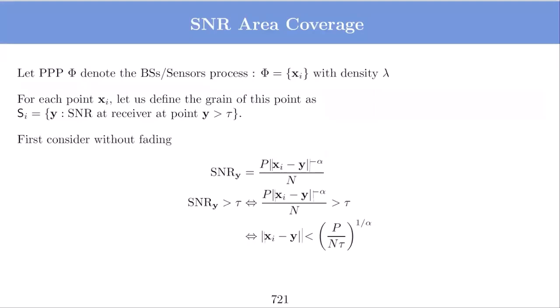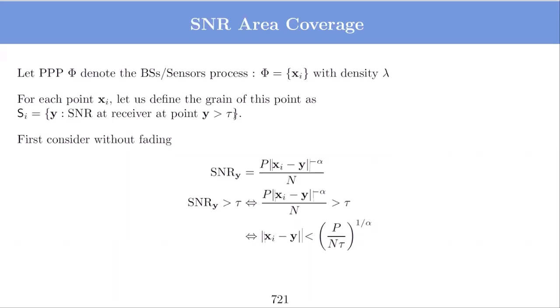Another example where we can use the Boolean model is the coverage area of a base station network. Let phi denote the base station process, so phi is a set of xi's with density lambda. Now, for each point xi, let us define the grain of this point as the SNR coverage area, which is the set consisting of all locations y such that the SNR at a receiver at that location will be more than tau.